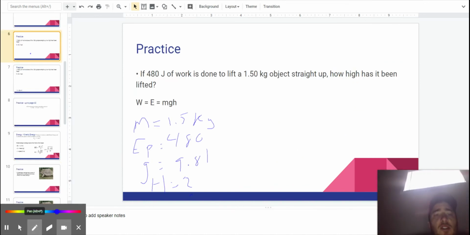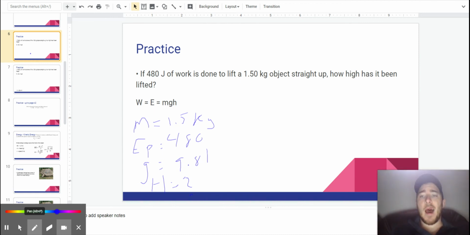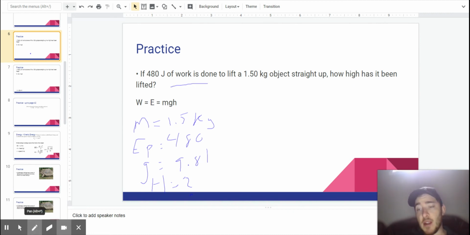Okay, so another practice question here. This is asking if 480 joules of work is done to lift an object that weighs 1.5 kilograms straight up, how high has it been lifted? Okay, so remember, it's saying this is how much work is done. Remember, work is equal to potential energy, like I said at the start of this video.